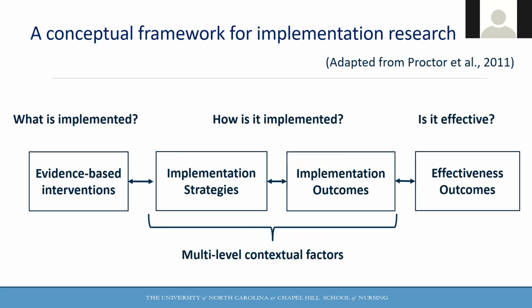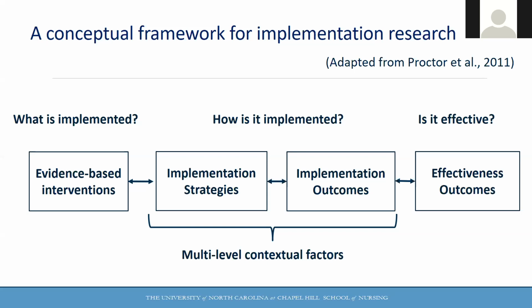So to the left, we have what is implemented, and that's an evidence-based intervention. And I define this very broadly to include practice guidelines, products, packaged intervention programs, policies, anything that's been tested and found to be effective at improving health-related outcomes over one or more well-designed research studies. Our goal in designing these interventions is to achieve strong effectiveness outcomes. So that's all the way at the other side of this framework, are your effectiveness outcomes. And we want to achieve those across multiple practice settings.